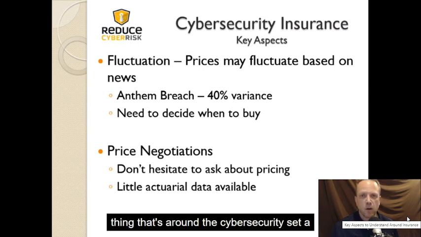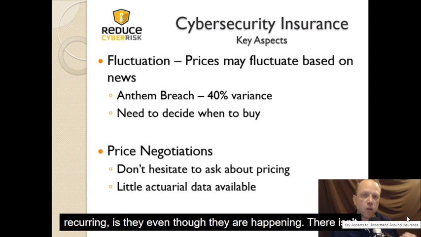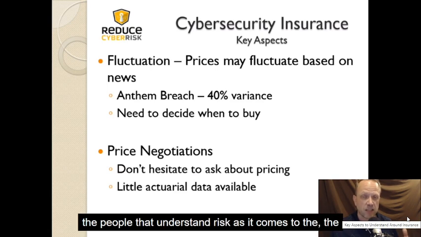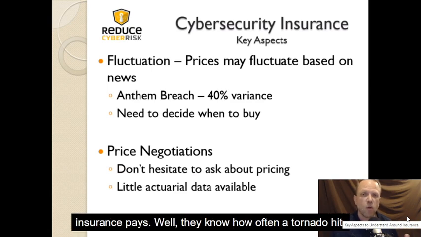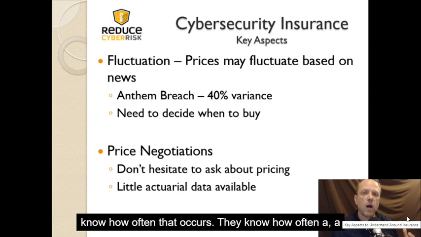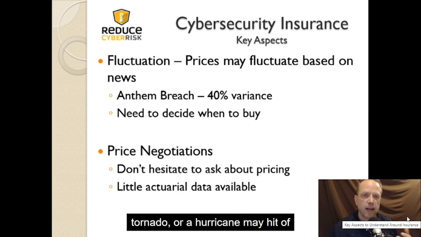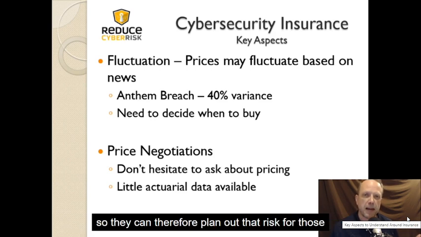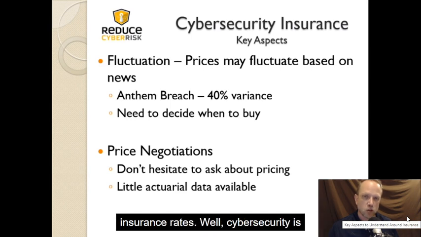And the one thing that's around the cybersecurity hacks that are occurring is even though they are happening, there isn't a lot of actuarial data. So basically, actuaries are the people that understand risk as it comes to the insurance space. Well, they know how often a tornado hits in Kansas, which has actually gone down quite a bit, but they know how often that occurs. They know how often a tornado or a hurricane may hit an area of the country or of the world. They understand that, so they can therefore plan out that risk for those insurance rates.